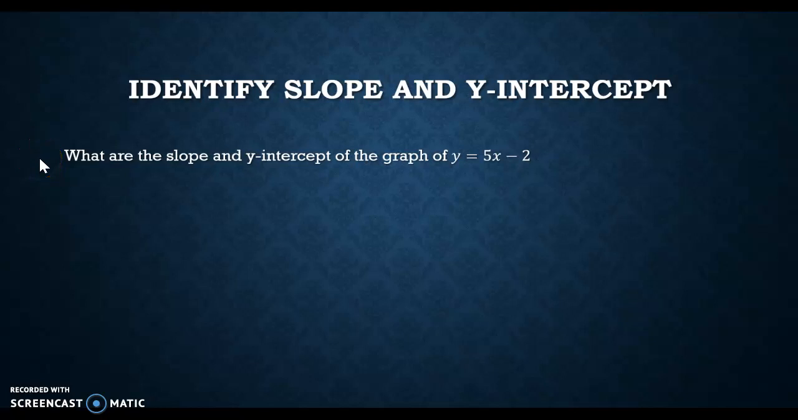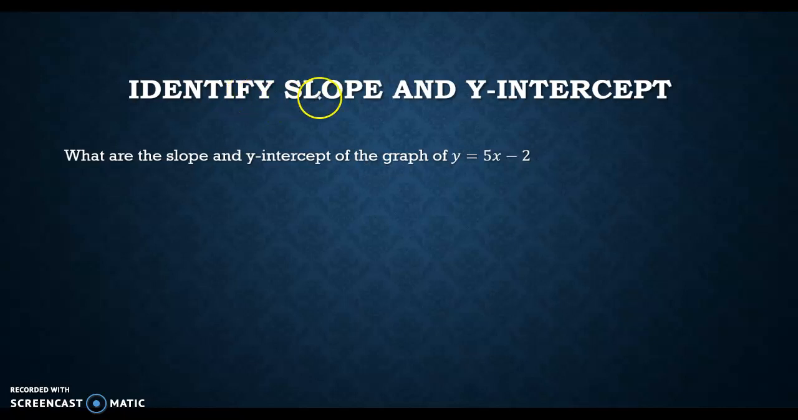All right, welcome back. So we had just introduced slope-intercept form. That slope is our m and y-intercept is our b. And so in this first example, we're just identifying, given an equation, what is our slope and what is our y-intercept. That's all we have to do.